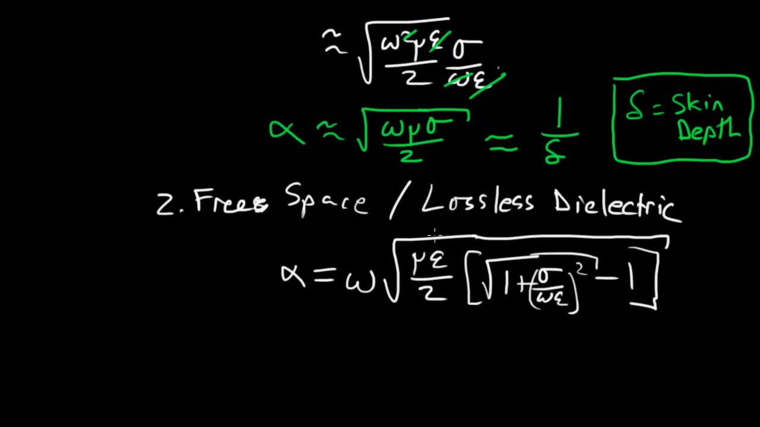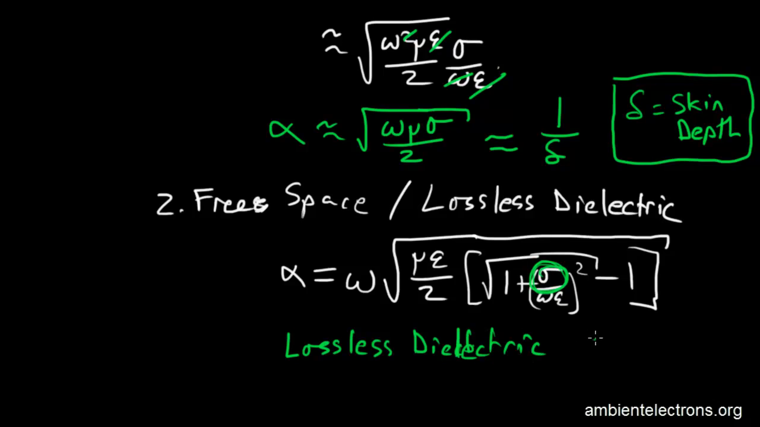What do I mean by lossless dielectric? Or rather, what do I mean by lossy dielectric? It all comes down to this term here, the conductivity, right there. If this term is very small, if it's essentially 0, then we're dealing with a lossless dielectric. So let me actually write this out. A lossless dielectric is where the conductivity is approximately 0.